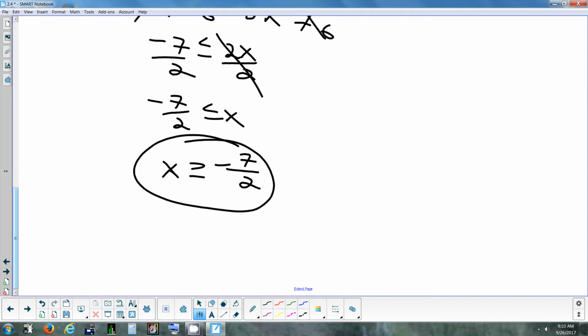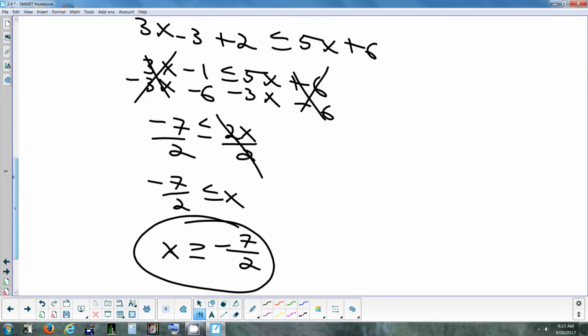Yep. So what we just did there has nothing to do with flipping the sign because we divided by a negative. I just flipped the problem around because we usually like the variable on the left. Because now if you have to graph it, the inequality symbol tells you which way to shade. Okay. Any questions on that one?